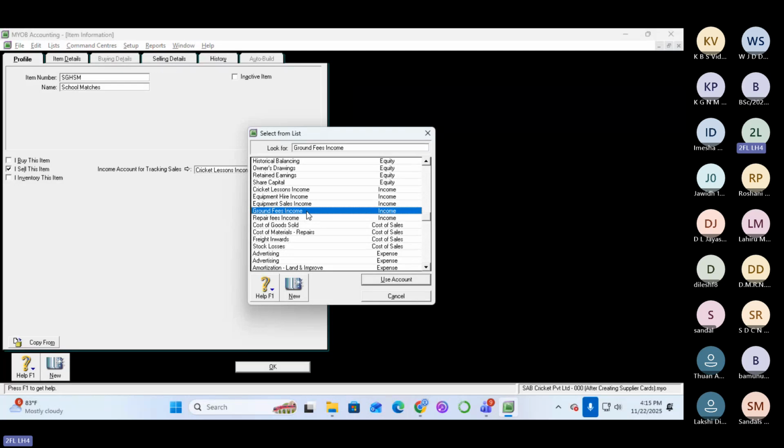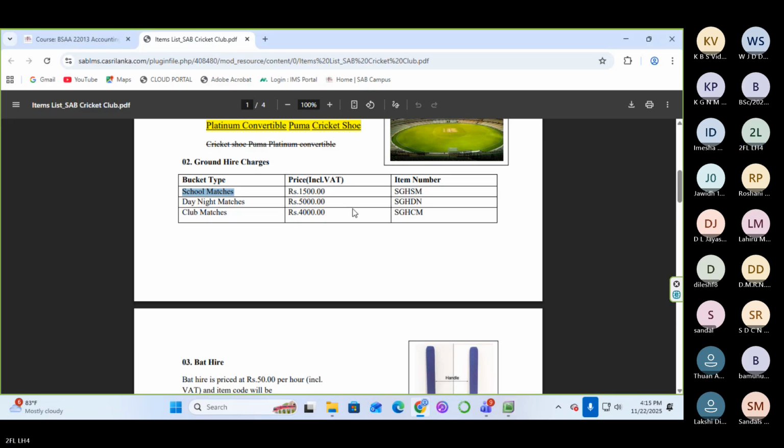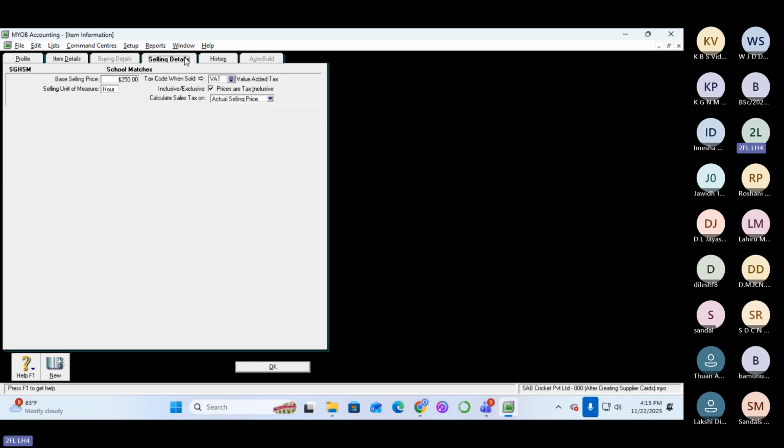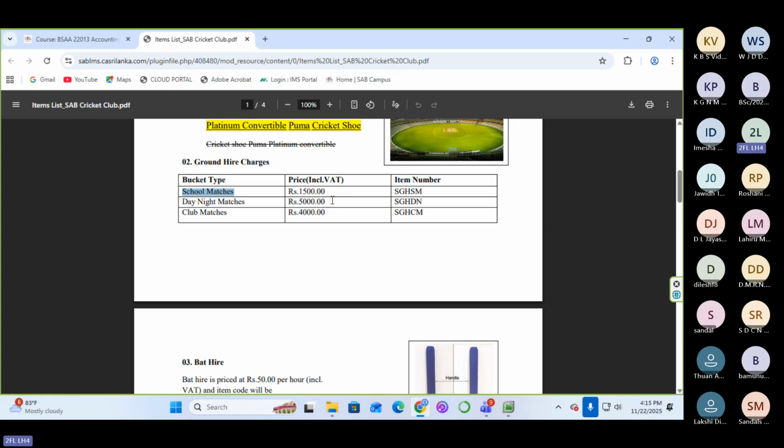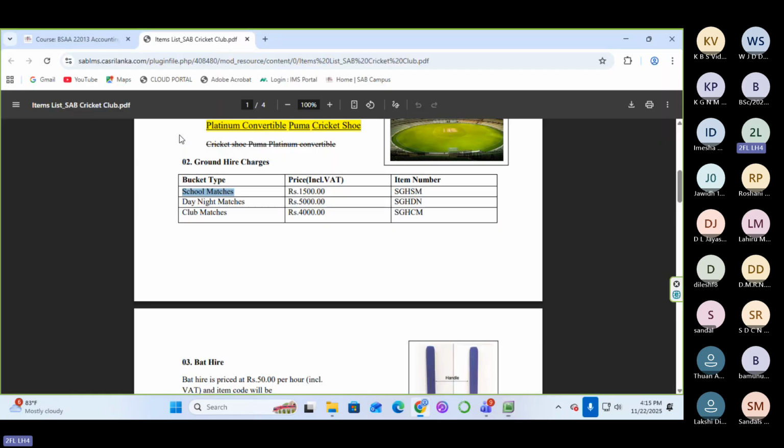This goes under ground fees. Okay. Ground fees income. And go to the selling details. It's again hourly rate. All these are similar, right? VAT inclusive, all are same. Per hour, that is 1,500. It's hourly. Yes, hourly rate is given.